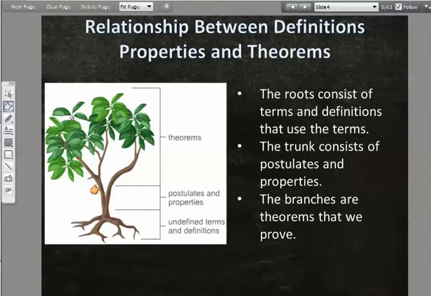And then here you've got the trunk of the tree. That's your postulates and properties. These are also items that we haven't had to prove, that we just know are true. And just think of the trunk and the strength that it gives the tree in holding up the branches and leaves and so forth. And then the rest of the tree, which is your branches and leaves and things, that's going to be your theorems. That is what we have to prove.